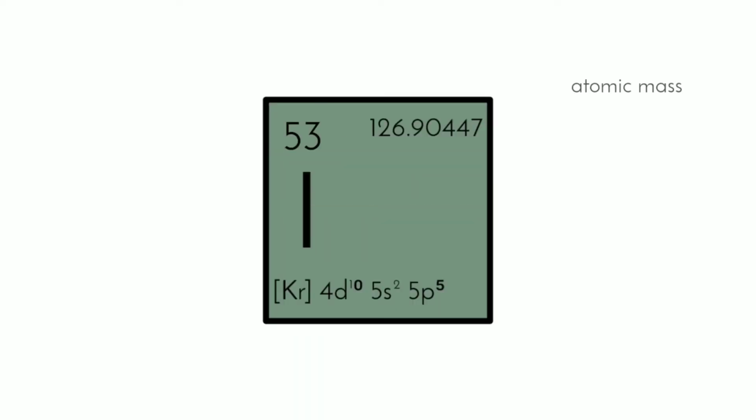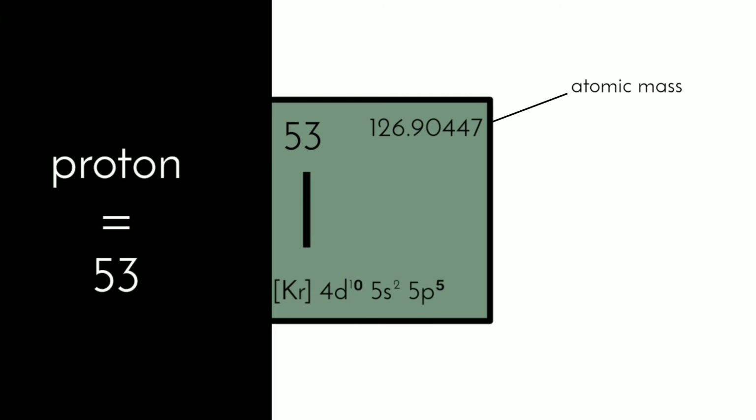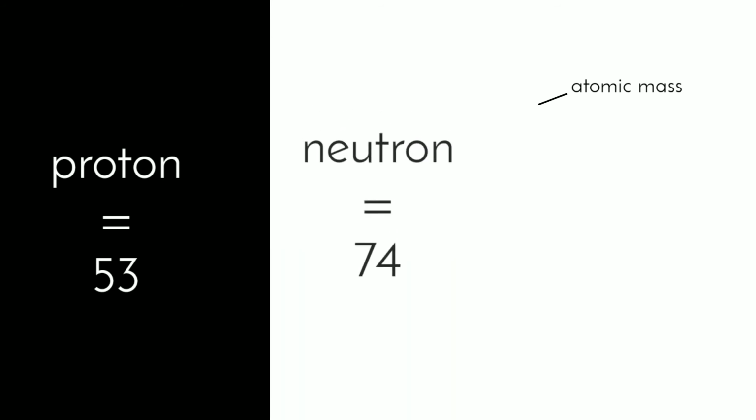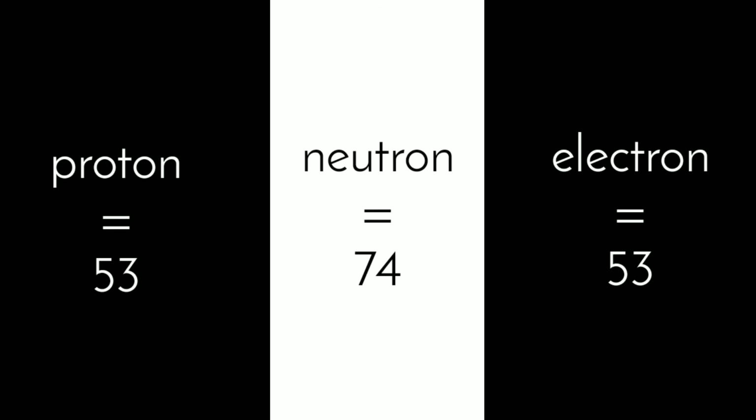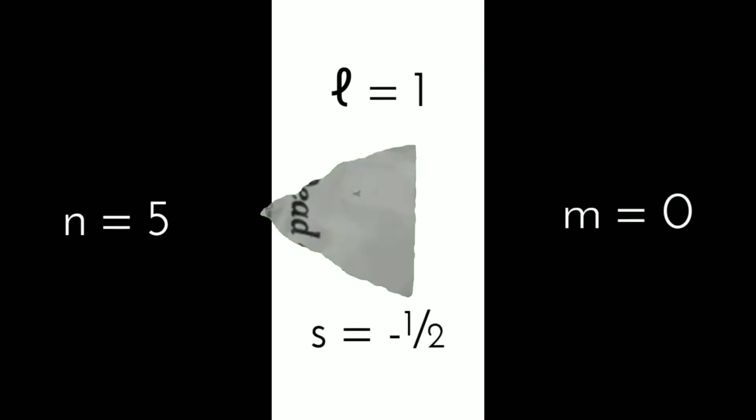Iodine has an atomic mass of 126.90447 units, 53 for its atomic number, and 4d¹⁰, 5s², 5p⁵ as its electron configuration. The protons of iodine are 53, with 74 neutrons, and 53 also for the electrons. For the quantum numbers, the principal quantum number of iodine is 5, the azimuthal is 1, the magnetic quantum number is 0, and the spin quantum number is -1/2.